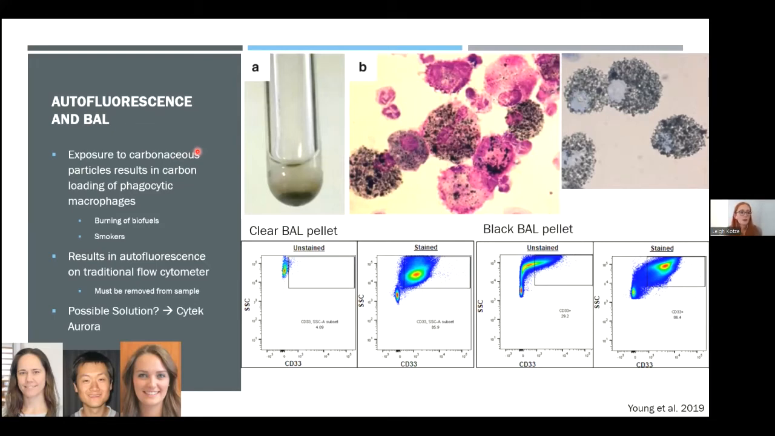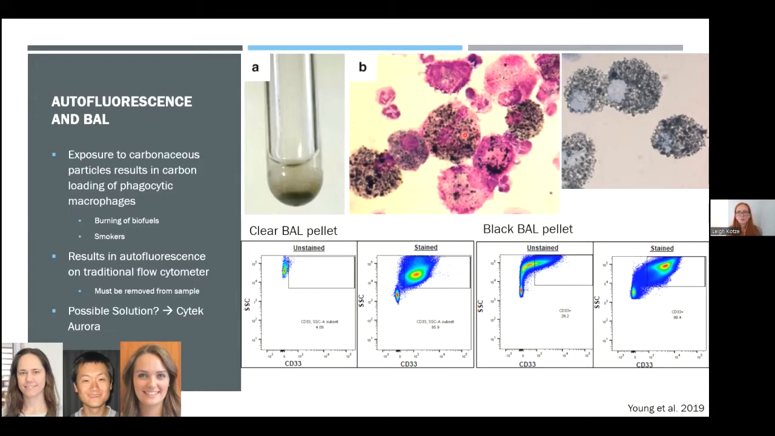Previous work by my colleagues in the Immunology Research Group has nicely demonstrated by flow cytometry how it is relatively impossible to really sort out true signal from autofluorescent signal, particularly in samples which are visibly black coming out of the lung because of high smoking or biofuel burning prevalence. And we can see by light microscopy in a Rapidiff stain how incredibly loaded these macrophages become with these carbonaceous particles.